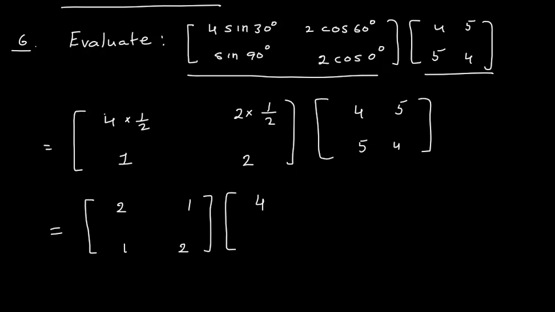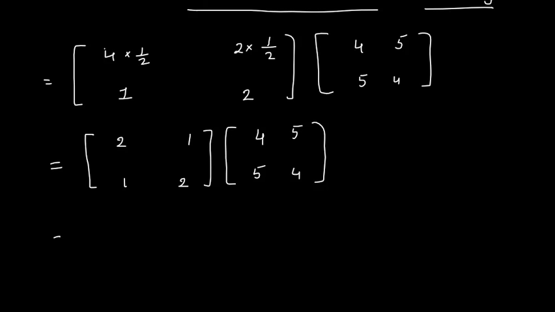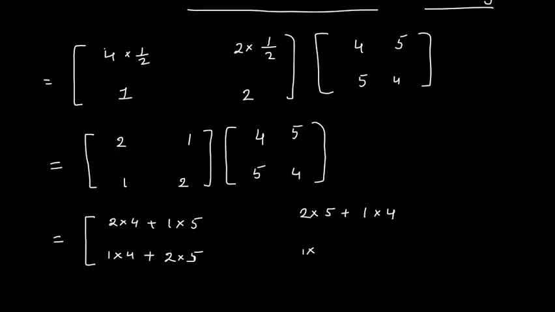Then here we have 4, 5, 5, 4. Then we multiply and we get 2 into 4 plus 1 into 5. Here we get 2 into 5 plus 1 into 4. Now down side it is 1 into 4 plus 2 into 5. And here it is 1 into 5 plus 2 into 4.